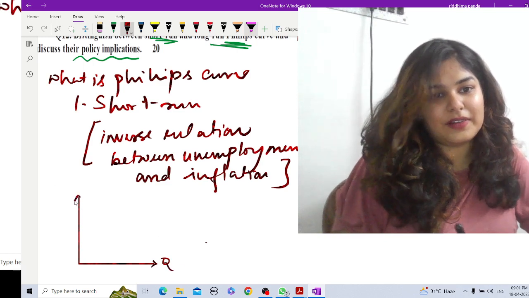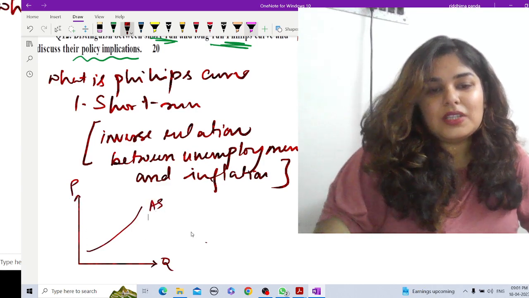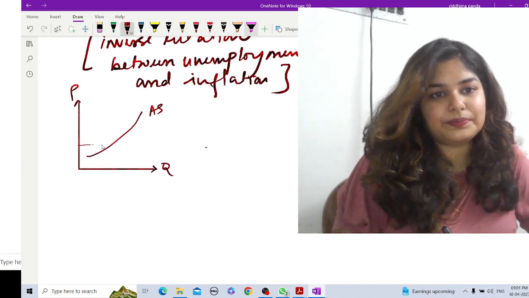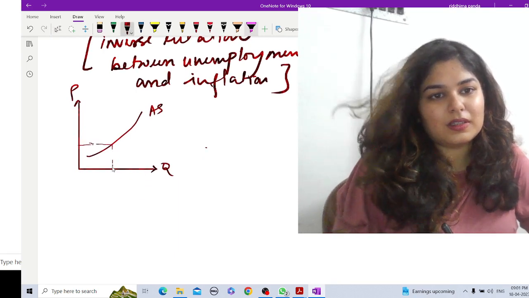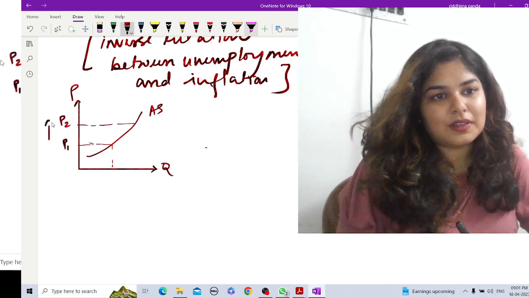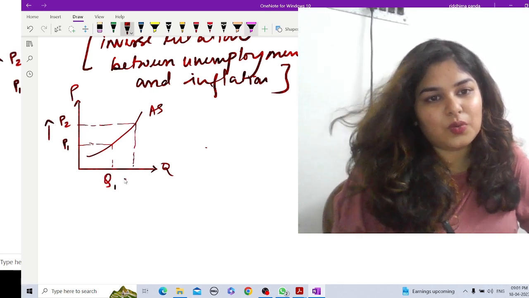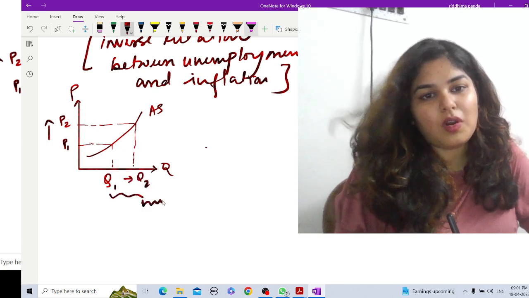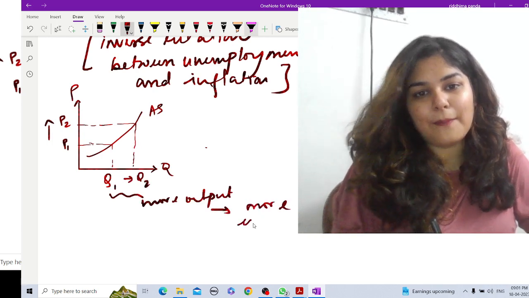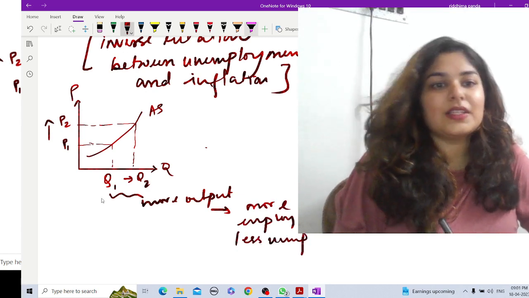So this is our aggregate supply curve. Here I'm drawing my aggregate supply curve. This aggregate supply curve in the short run shows that as my price level increases from P1 to P2, production or the output or the national income level increases from Q1 to Q2, right? So more output means more employment and less unemployment.